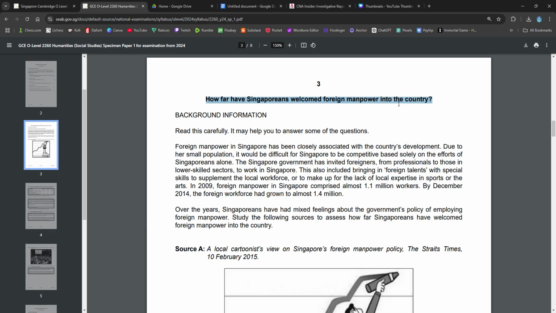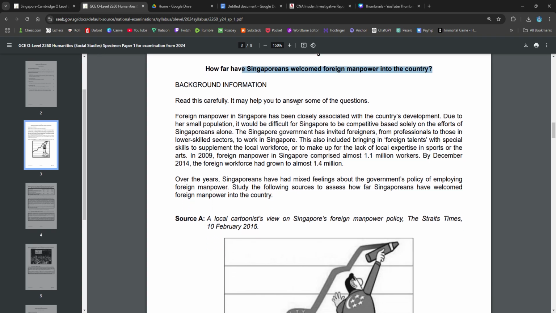It's already giving you the biggest hint, which is foreign manpower. Does Singapore welcome foreign manpower into the country? Is it they welcome or don't welcome? That's it, pretty simple. Now, you need to look at the background information also.